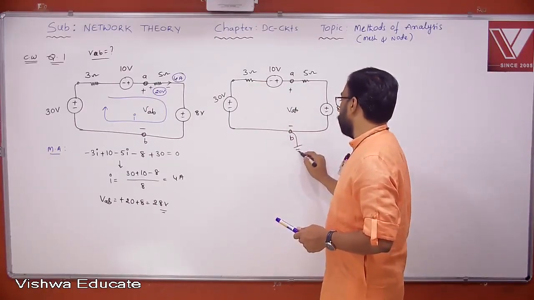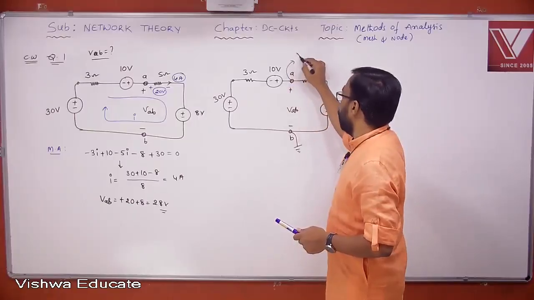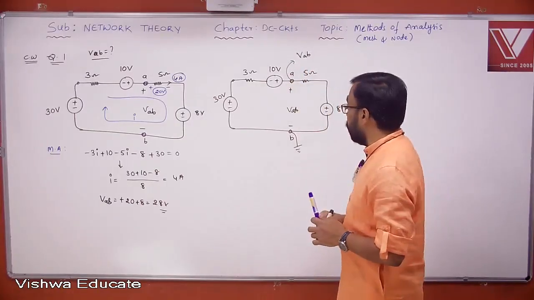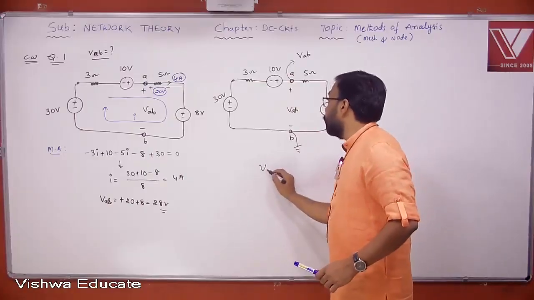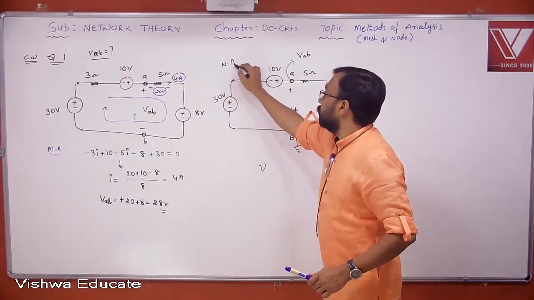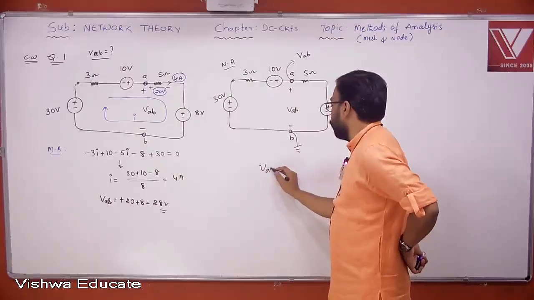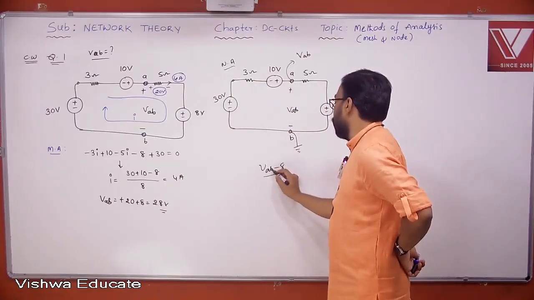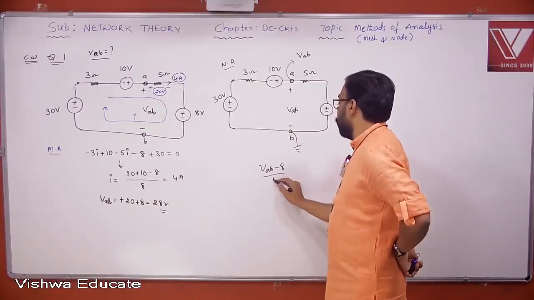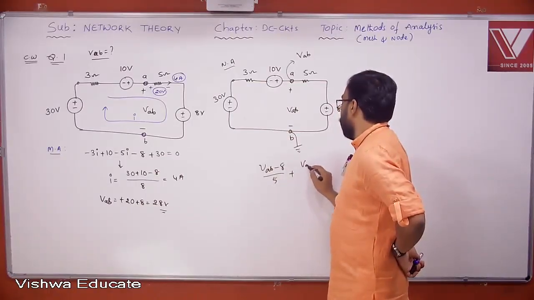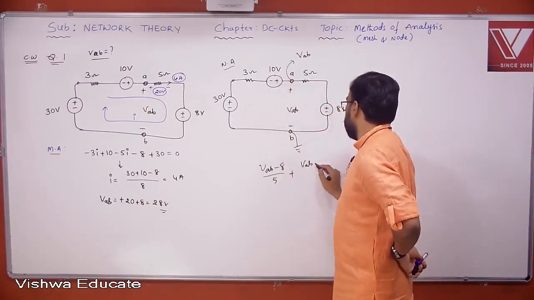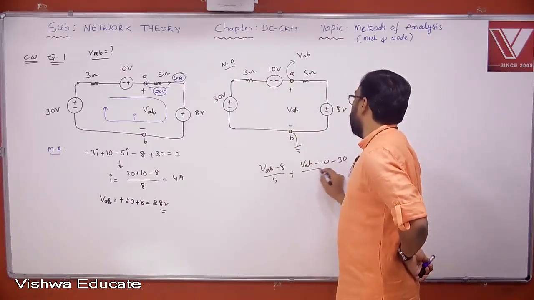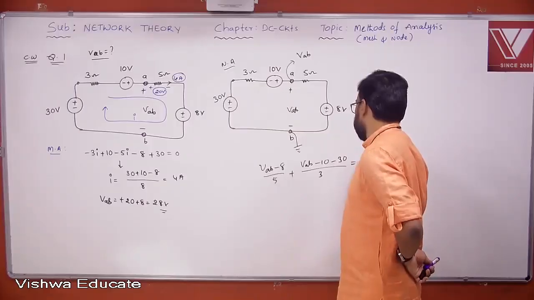Suppose you take this one as 0, can't you take this one as VAB directly? Yes or no? Okay, you can take it. Then what do you get here? This is node analysis. VAB minus 8 by 5 plus VAB minus 10 minus 30 by 3 is equal to 0. This is the normal equation I'm writing; later I will write by inspection also.